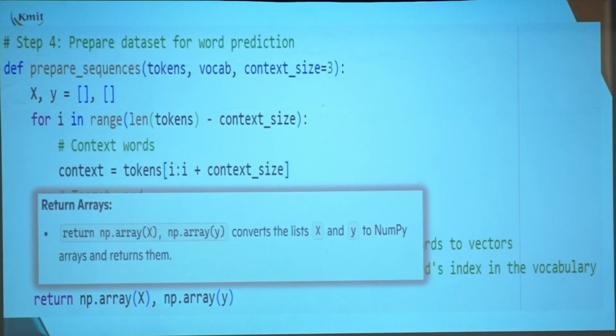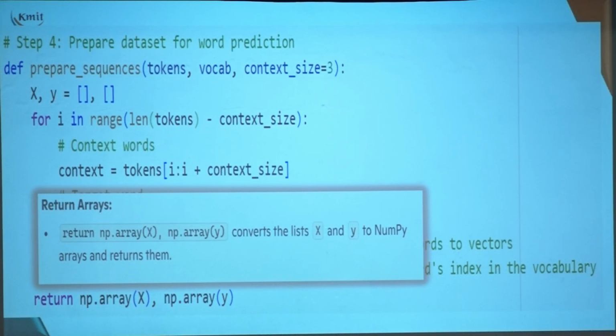Now, later, to make computations easier, I am going to convert that into NumPy arrays. Okay. So, now this particular function, prepare sequences, what is it doing? It is taking tokens. What is it returning? X and Y. What is X? Context words. What is Y? The target. Clear? Now this is properly the pre-processing that we have done as per our model.